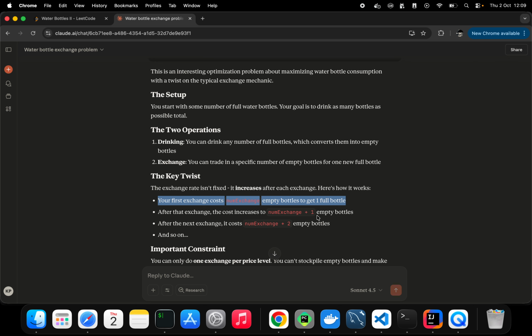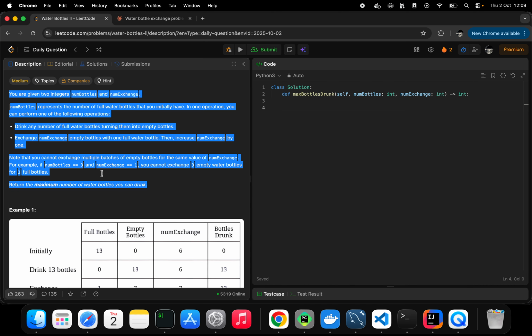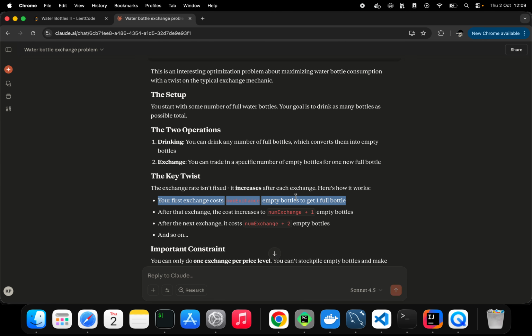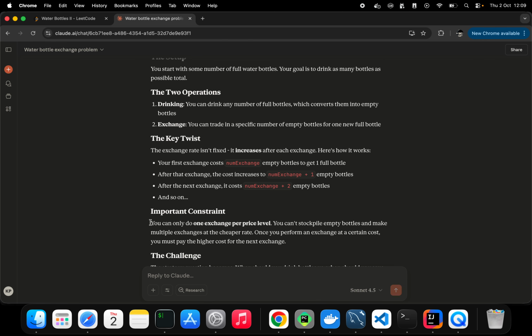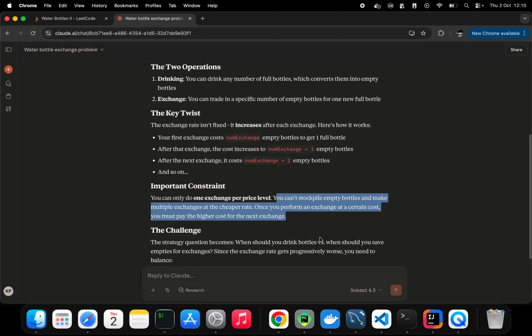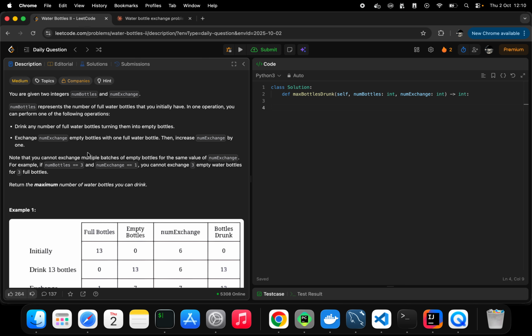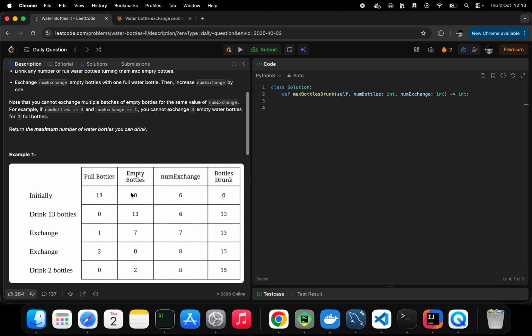After that exchange, the cost increases to numExchange plus 1, numExchange plus 2. So the exchange value keeps on increasing after each and every iteration. You can only do one exchange per price level. You can't stockpile empty bottles and make multiple exchanges at a cheaper rate. Okay, so I got the idea of what this question is asking us. So let's go through one of the examples.